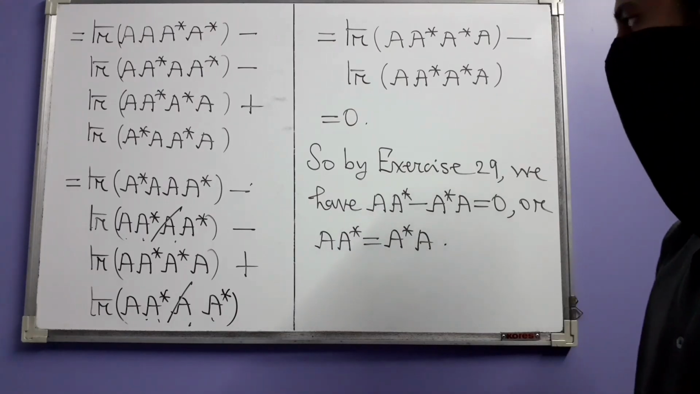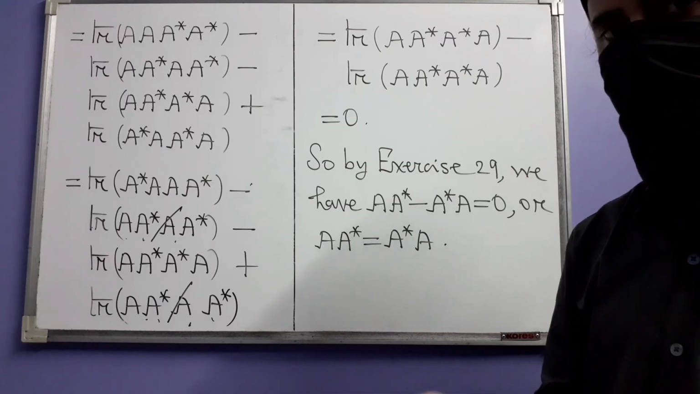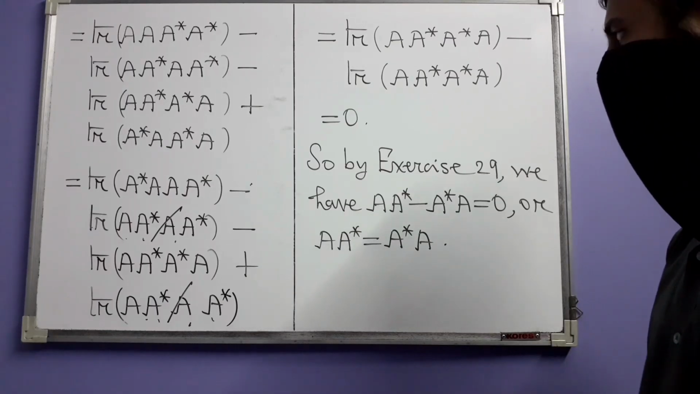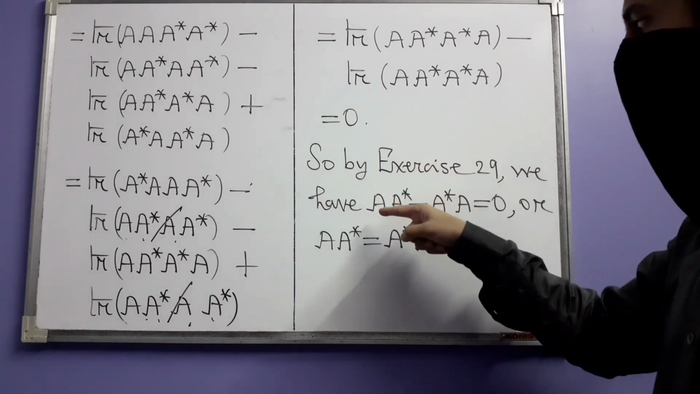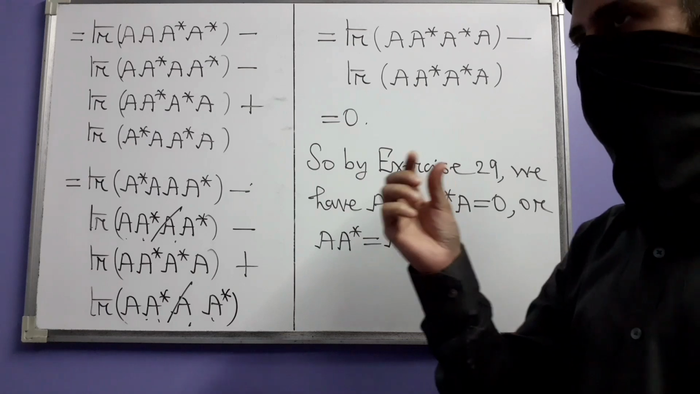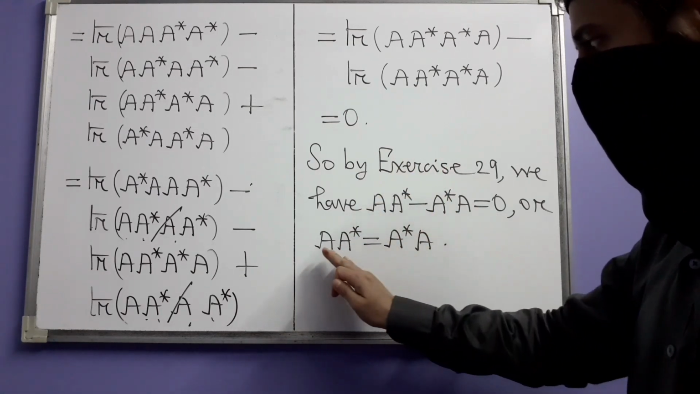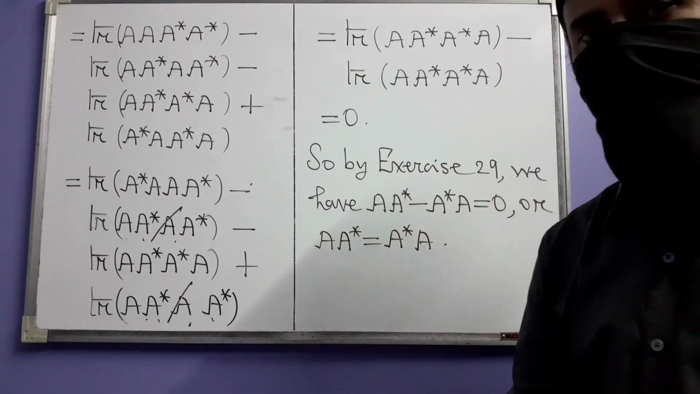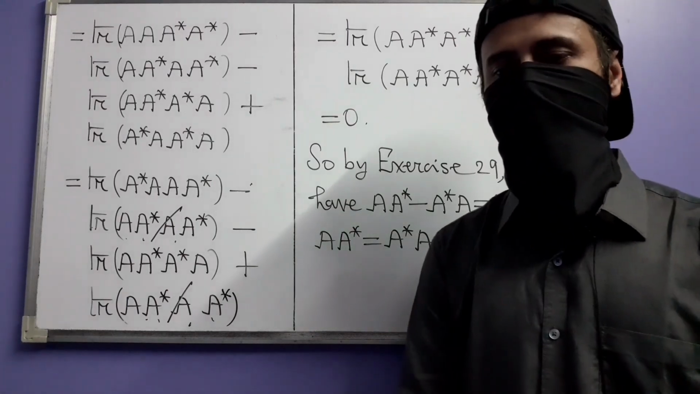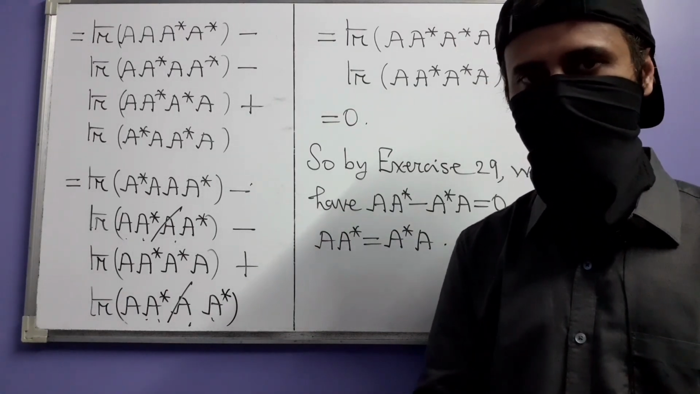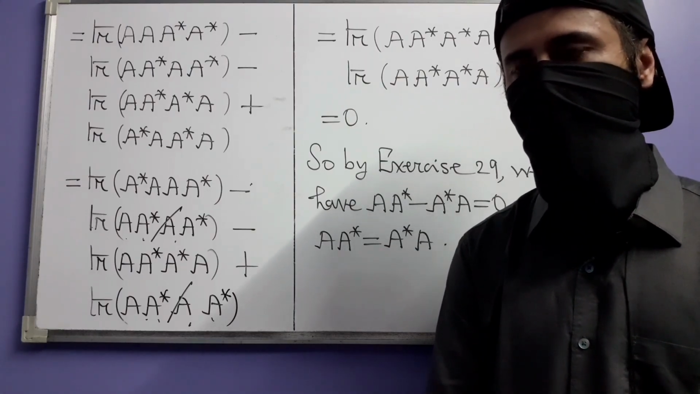And now you go and see the statement of exercise 29. I won't say exactly what the statement is. I want you to figure out how that exercise with this situation implies that our original matrix A star minus A star A hence has to be the 0 matrix, and that's why A star should be equal to A star A. So that's how we proved this. So that ends this section finally, minus the exercises that we did not solve. So you try them out and see what happens.